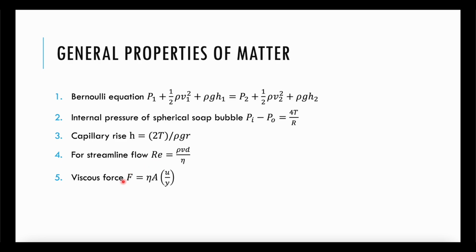Okay. The viscous force for a liquid is eta times A times the velocity gradient. That means the velocity of the top layer divided by the distance of the top layer from the bottom layer. The problem gave the force, the area, and the gradient, and you need to find eta. Be careful about the units here.